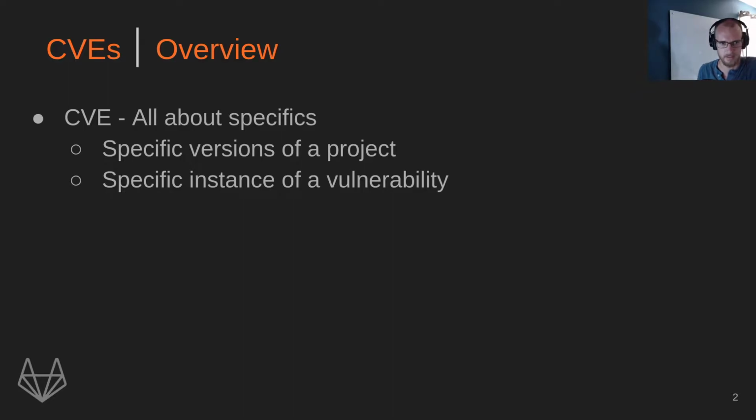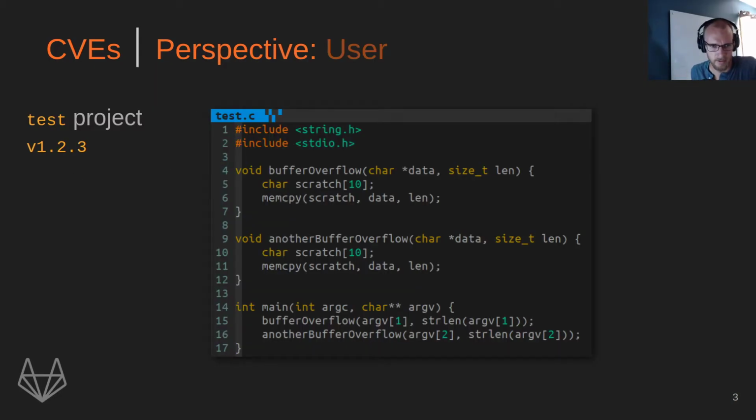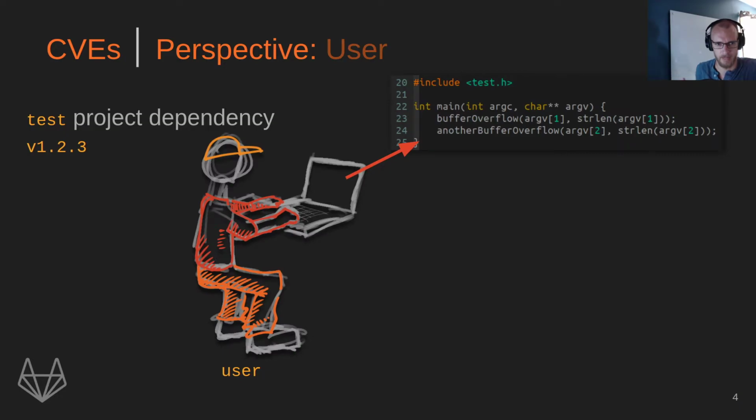A CVE is a common vulnerability enumeration. CVE identifiers are unique identifiers assigned to a specific vulnerability that affects specific version ranges of a project. So for example, given this test project, version 1.2.3, there's two vulnerabilities in the code. If a user has this test project, version 1.2.3, as a dependency, how can they know that those vulnerabilities exist?